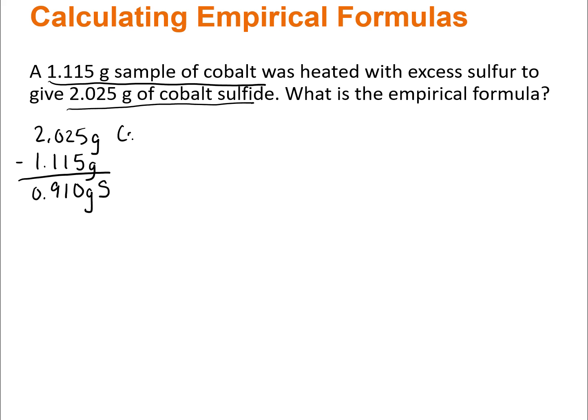So this is the cobalt sulfide that we don't know what its empirical formula is. So that's what the X and Y are for. We don't know what those numbers are. And we take that mass and subtract what we know about the cobalt to get the amount of sulfur. Then we can take those and figure out how many moles of each using the molar mass.